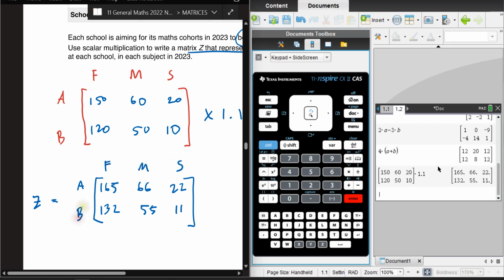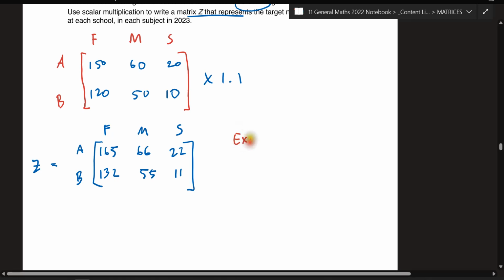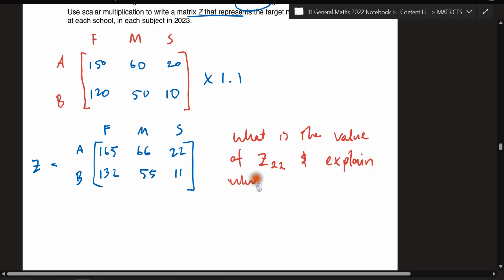Actually, I might add that in here. It doesn't ask us to do a question like that, but let's just add this in here because it's definitely going to come up in your SAC. So, what is the value of, let's say, Z22, and explain what it means. I'm just going to add that question in there because, like I said, it's going to come up in your exam or your SACs.